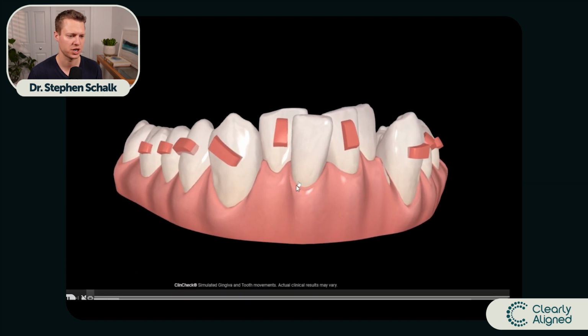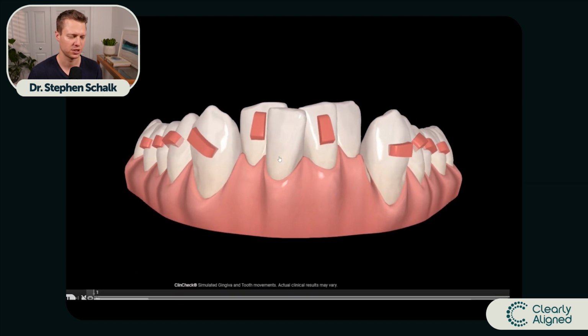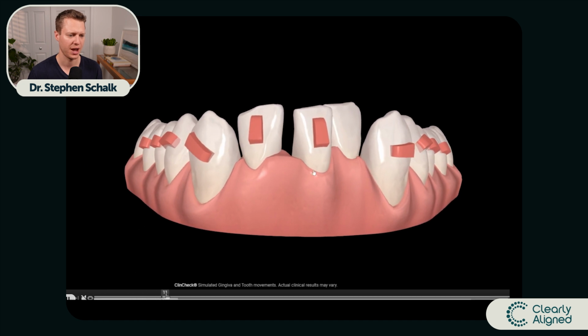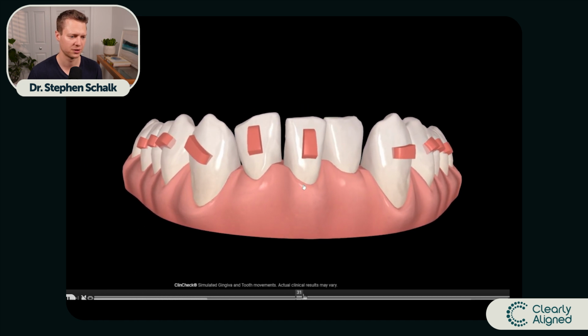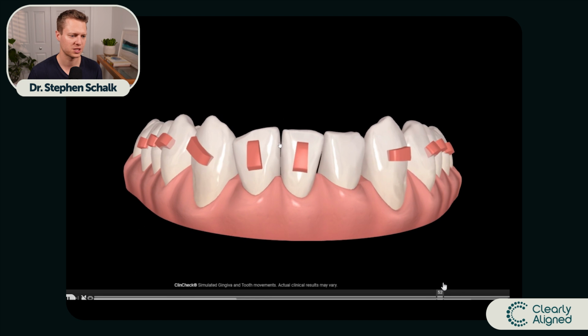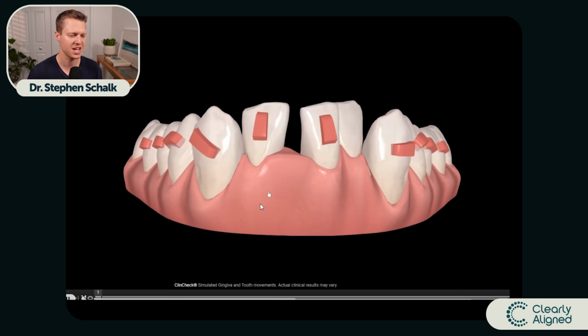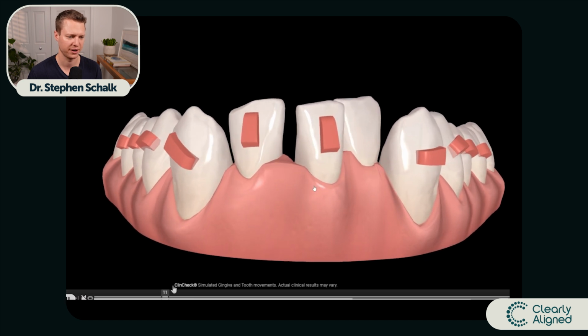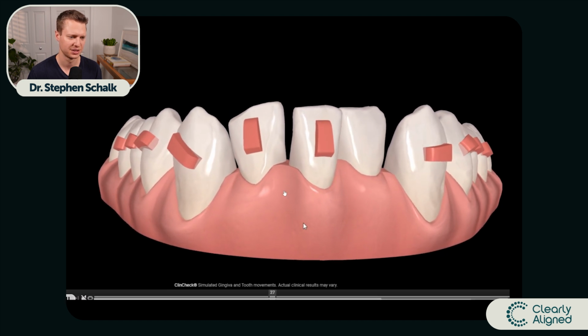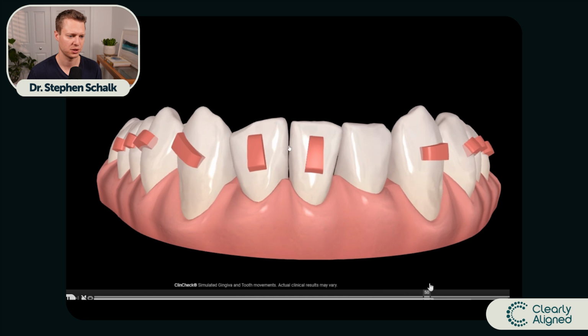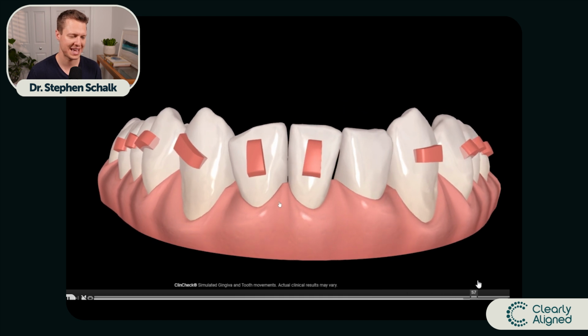So let's take a look at the ClinCheck. Remembering this tooth is being extracted. So what happens first is the roots would move together. And only when that space is completely closed, then an extra few degrees of root tip is going to occur. So again, first the roots come together and kiss. Then that space starts to close, and then it finishes with 10 degrees of over treatment.